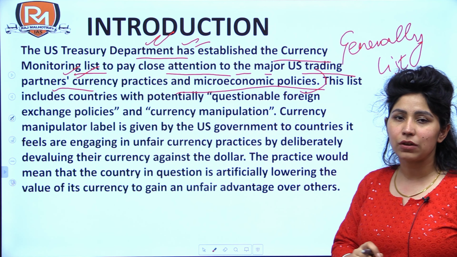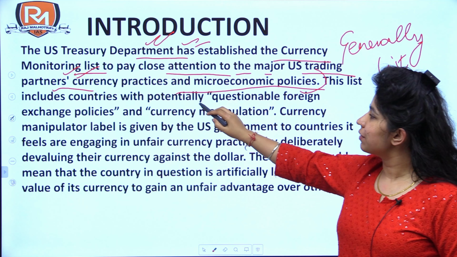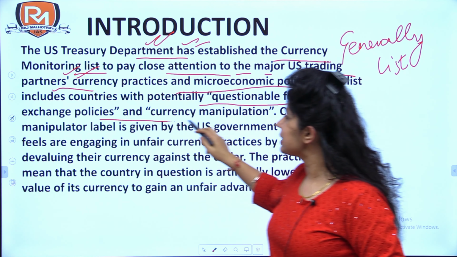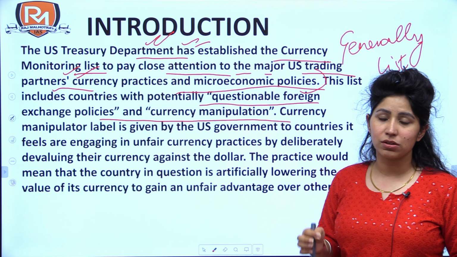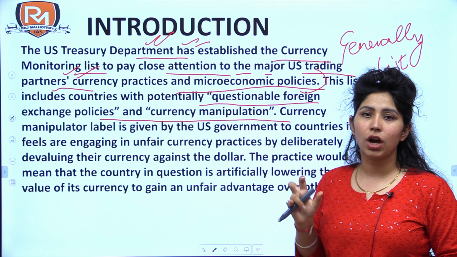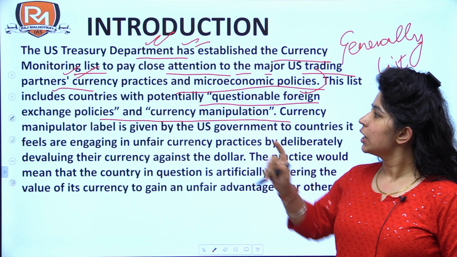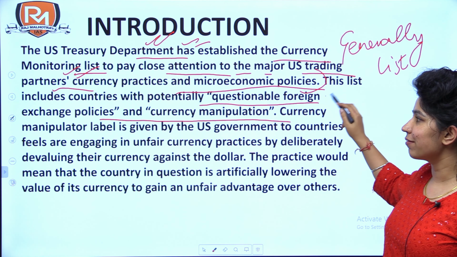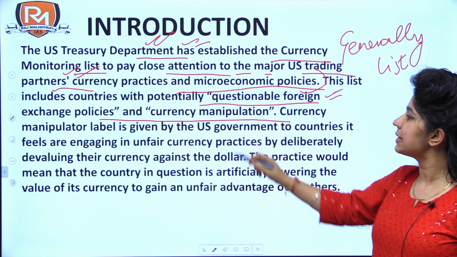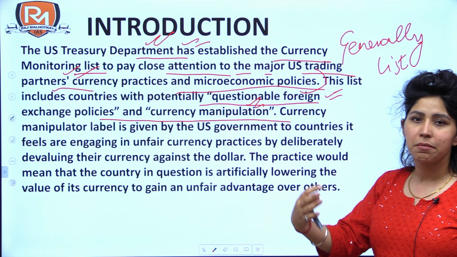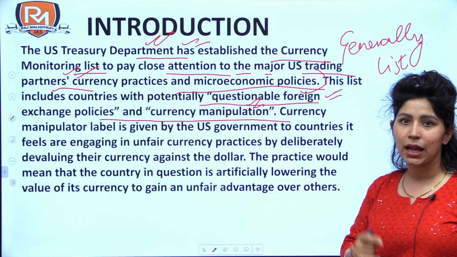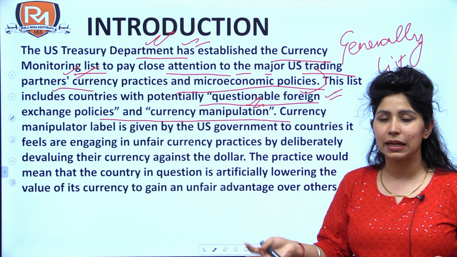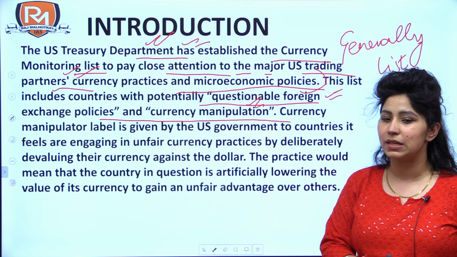In the next line, we'll talk about how this list includes countries with potentially questionable foreign exchange policies and currency manipulation. So this is a list of some of the countries which the US Treasury Department sees as having questionable foreign exchange policies or currency manipulation practices. So this is not a very positive list to be a part of. So that's good news for India, that India has been taken out of this list.